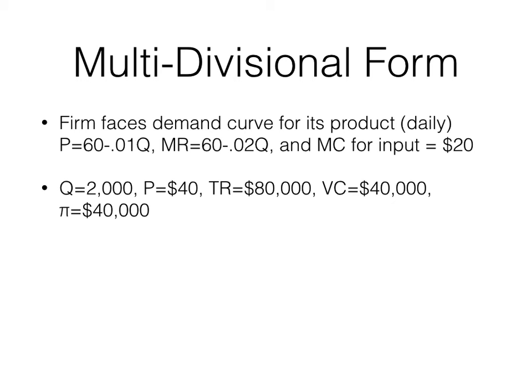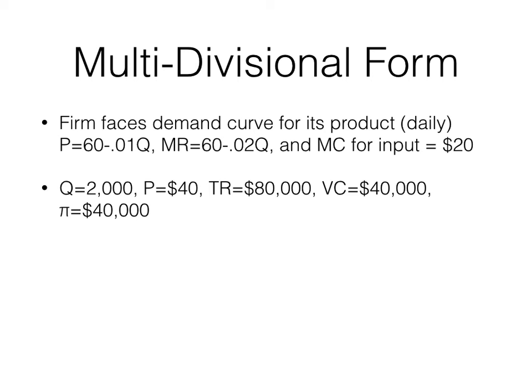Therefore, the total revenue is $80,000. For the variable cost, we're going to look at the sum of the marginal cost, so $20 times 2,000 is $40,000. 80,000 minus 40,000 gives us a profit of $40,000.